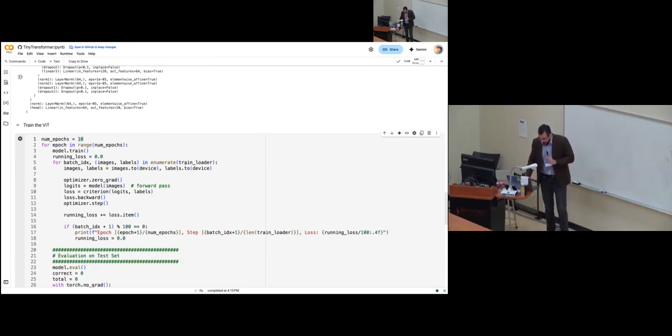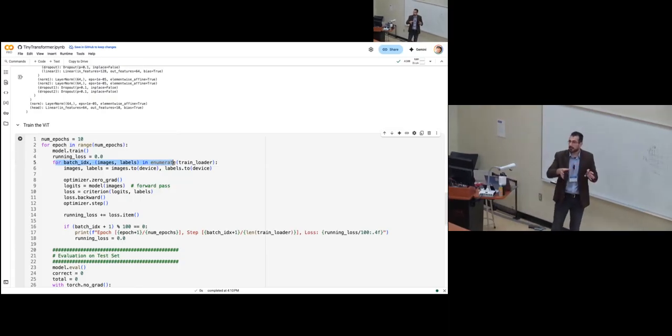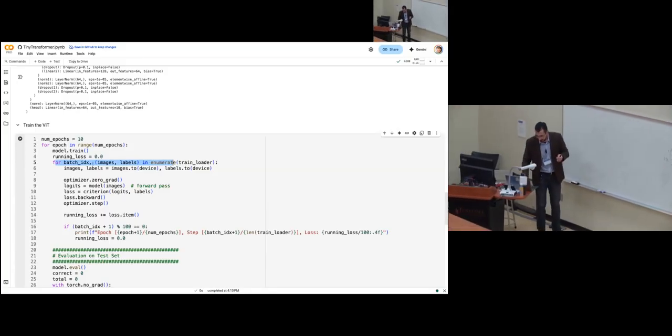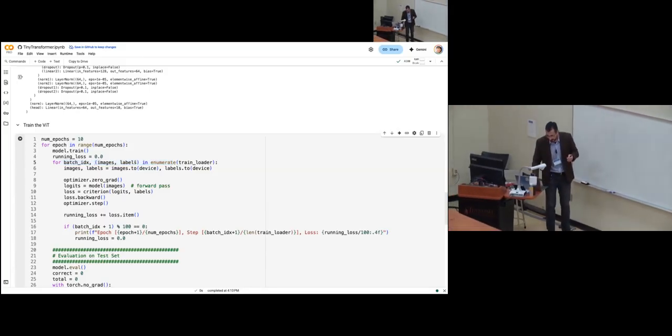Okay, so I set my model to train. I'm going to have a for loop on these epochs. Then I have another for loop, which is telling me to randomly sample a small batch of data from your data set and run a gradient descent step, okay? So here I sample images and labels with the corresponding batch index from my training data. Here I send them to GPU.